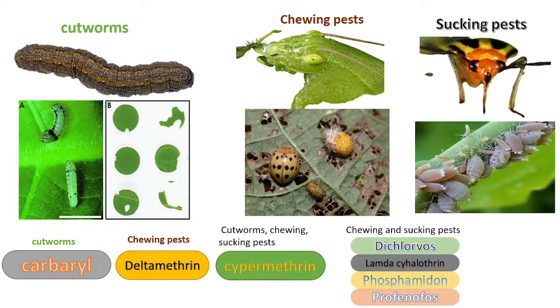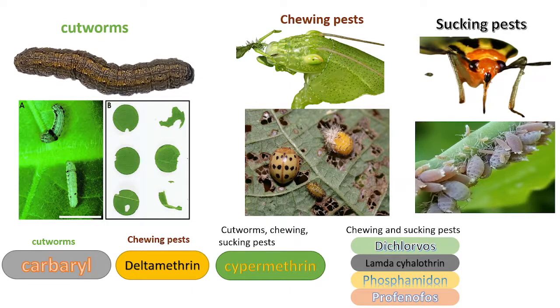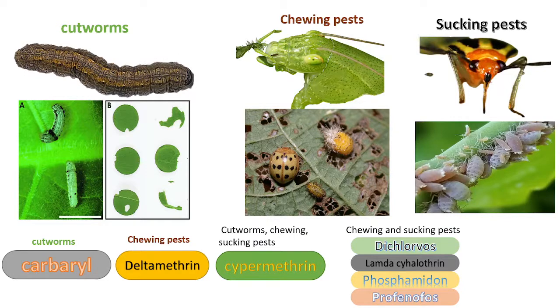It can kill all those types of insects like cutworms, chewing, and sucking pests. But the other group that I've been putting here in the video is chewing and sucking pests. So these chemicals are effective on two groups of pests, chewing and sucking. So it's like dichlorvos, lambda-cyhalothrin, phosphamidon, and profenofos. It's very effective on them, and it can enable you to control insects.